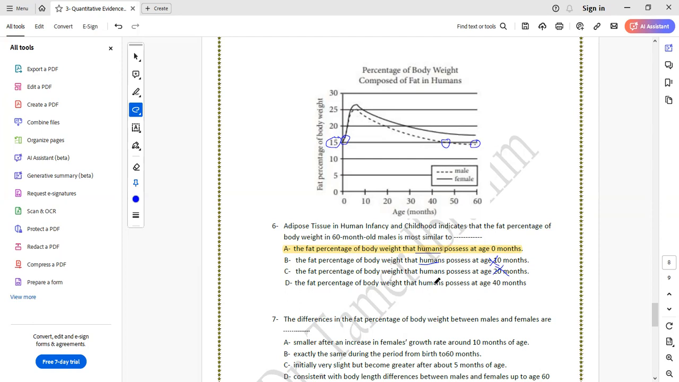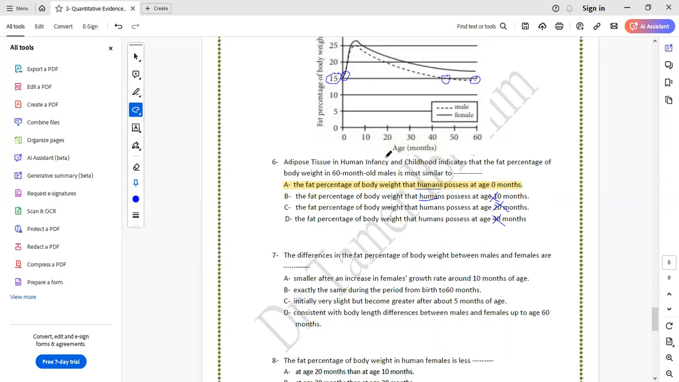So cancel. The fat percentage of body weight that humans possess at age 40. At age 40, maybe it's near. But the problem, it says humans. It didn't say male or female. So cancel. So the answer is going to be A, because humans here doesn't indicate male or female, and they are equal to the weight at 60 months for the old male.